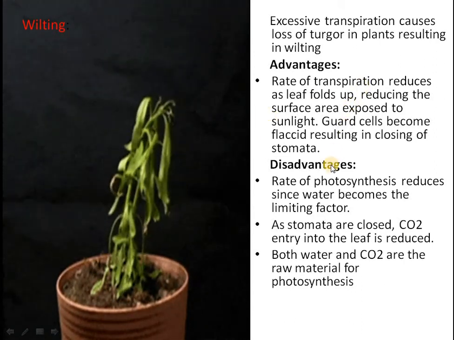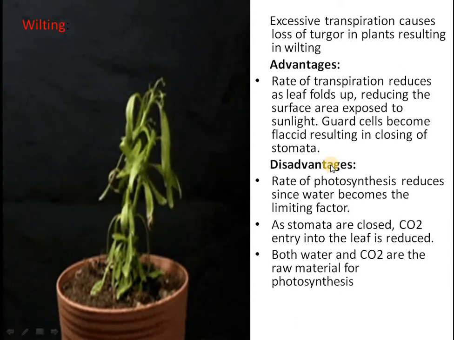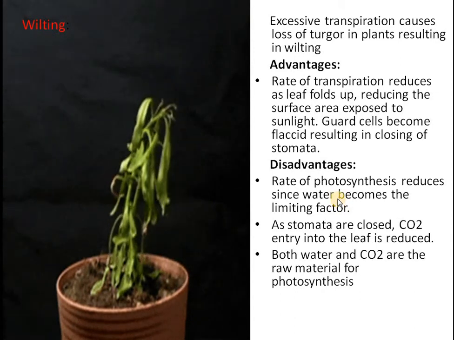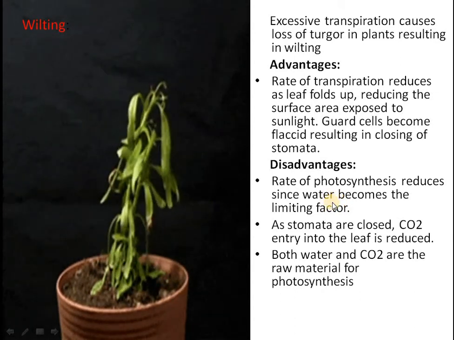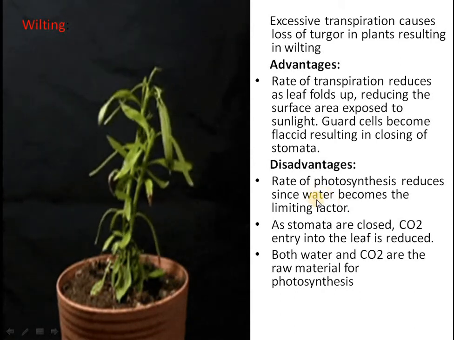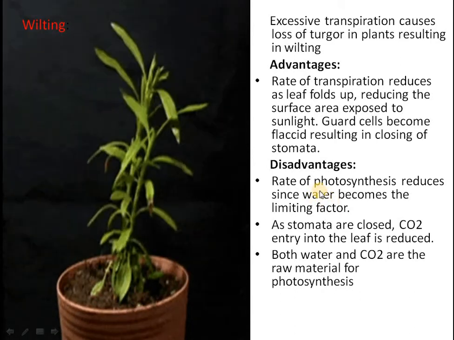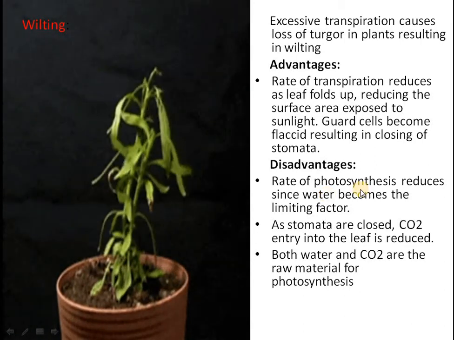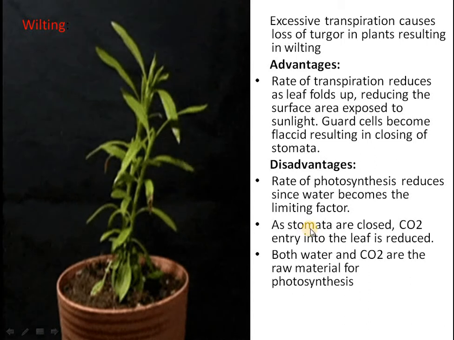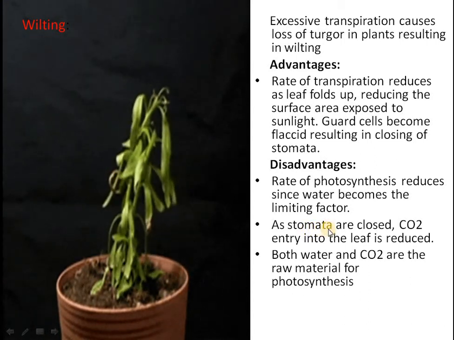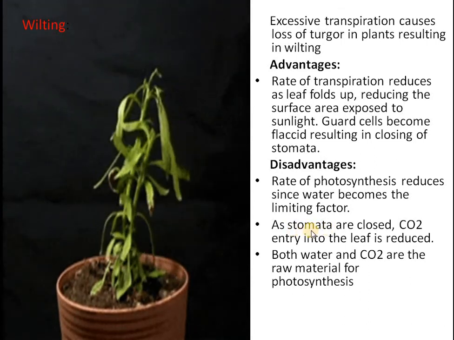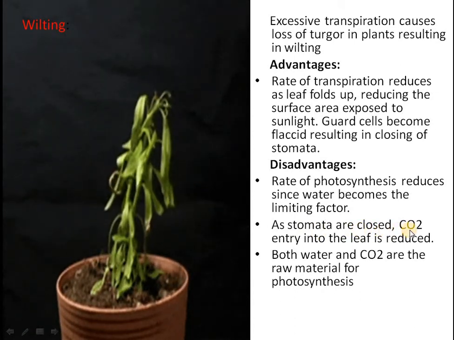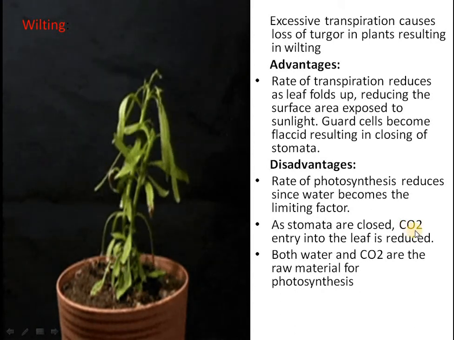Now, what is the disadvantage of wilting? The main point is the loss of water. If you remember, water is one of the very crucial requirements for photosynthesis. It is one of the main reactants in photosynthesis. So when the plant is losing water, it is actually reducing the rate of photosynthesis. And also when the guard cells are losing their turgidity, the stomata are closing. So whenever the stomata close, it will also reduce the entry of carbon dioxide, which is another reactant of photosynthesis.